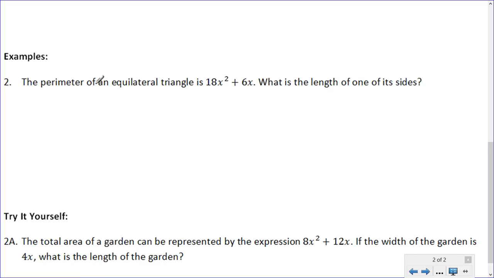And when we find the perimeter of a triangle, we add all 3 sides. So here I have added whatever the length of one side is. I have added that same length 3 times to get 18x squared plus 6x. So if I want to know what the length of one side is, I just need to divide this perimeter by 3. So I have 18x squared plus 6x divided by 3. So let's take each term of this polynomial and divide each one by 3.